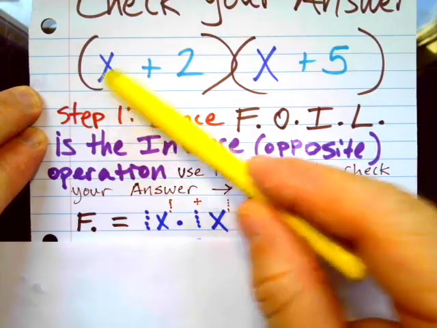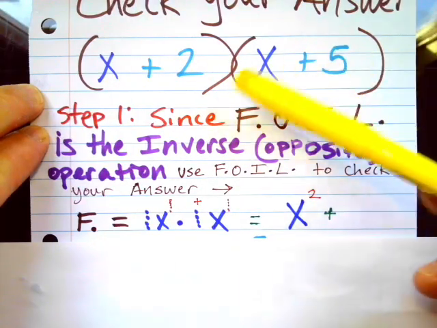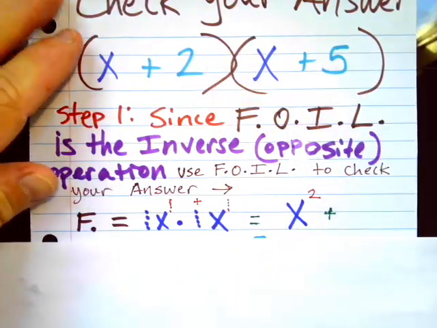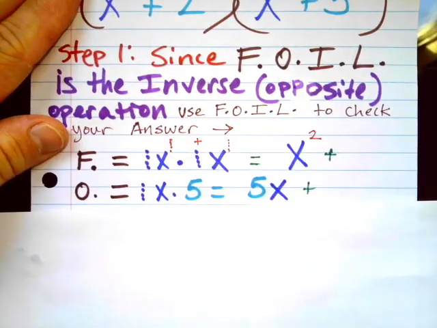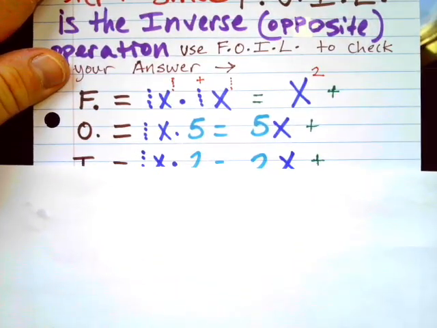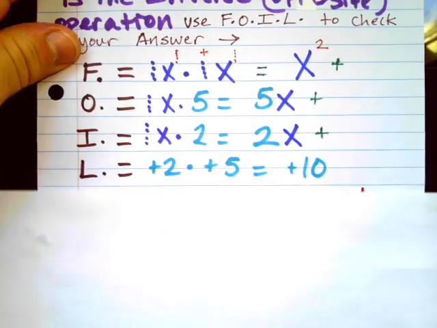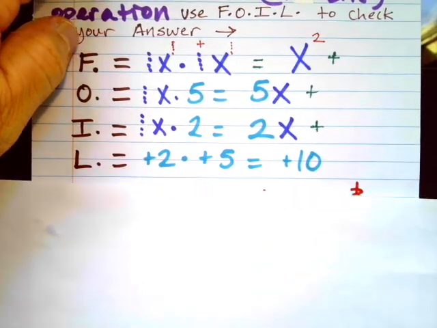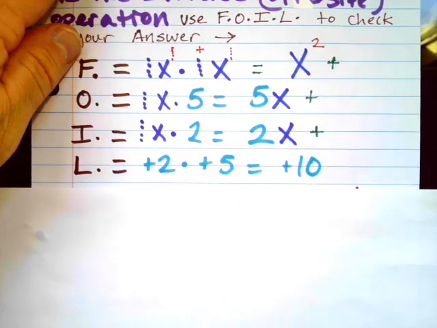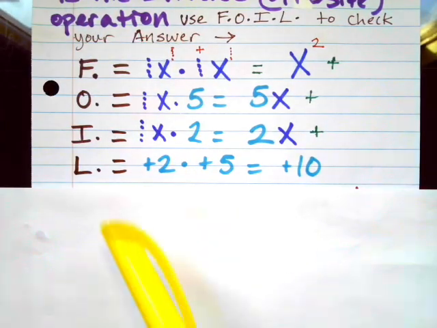So again, x times x, x times 5, 2 times x, and 2 times 5. That's what I'm showing you here below, as you can see here. And so what I'm going to do is combine these terms and put them together in just a moment, but I'd like to explain.